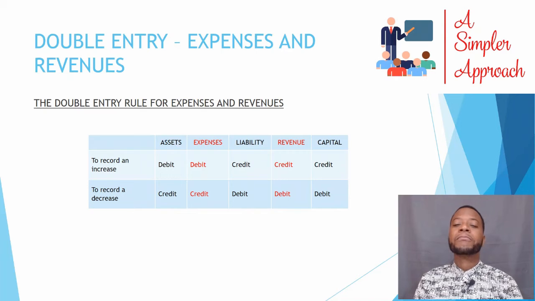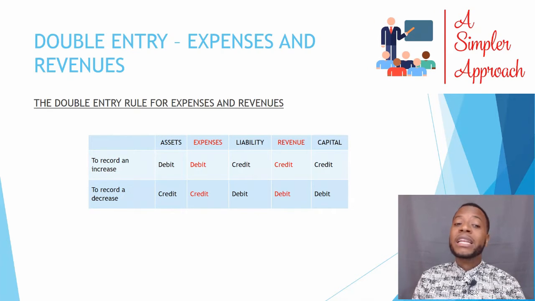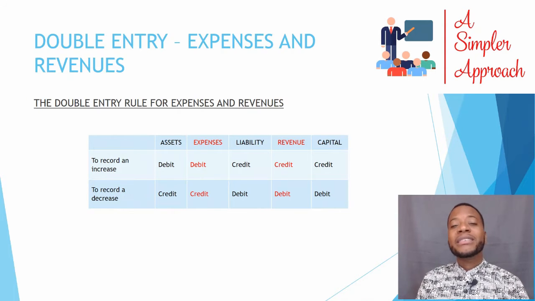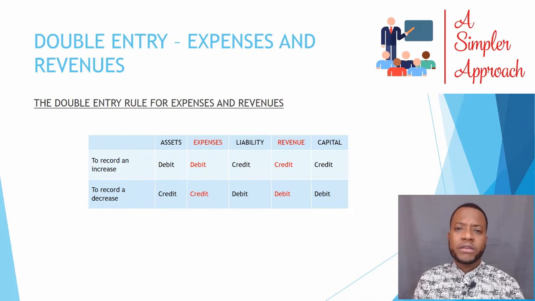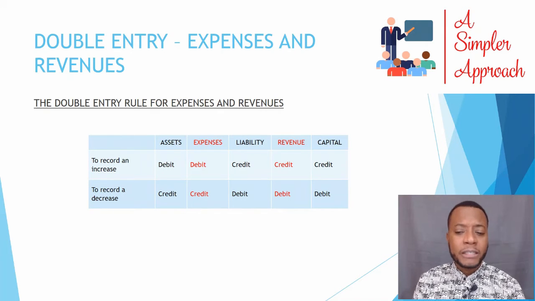Liabilities. When liabilities increase, we credit. The same applies to revenues. And when liabilities decrease, we debit. The same applies for revenues. We're going to look at two examples and wrap things up, and then we'll be out of here. Because this topic is pretty easy, we aren't going to spend too much time on this.